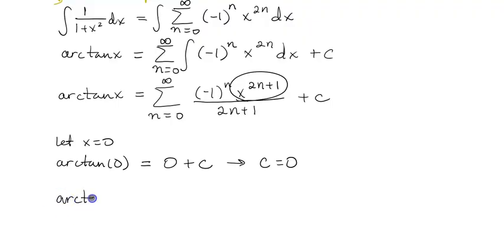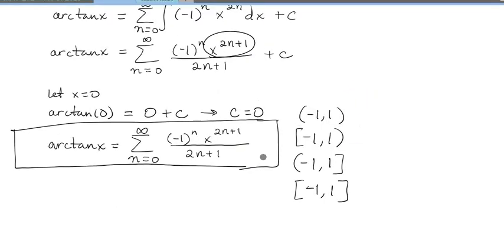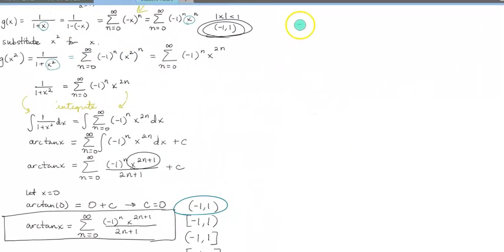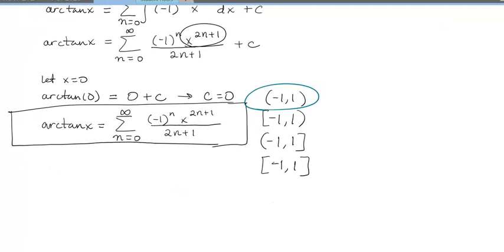We have arctangent x with a power series representation of the sum from n equals 0 to infinity of negative 1 to the n, x to the 2n plus 1, all divided by 2n plus 1. As for the interval of convergence of this series, it's going to be one of these four. This was the first one that we had from the series for 1 over 1 plus x. You would then need to test the endpoints, same way we did back when we learned about power series, and you should be able to conclude that the correct interval of convergence is negative 1 excluded, but positive 1 included.